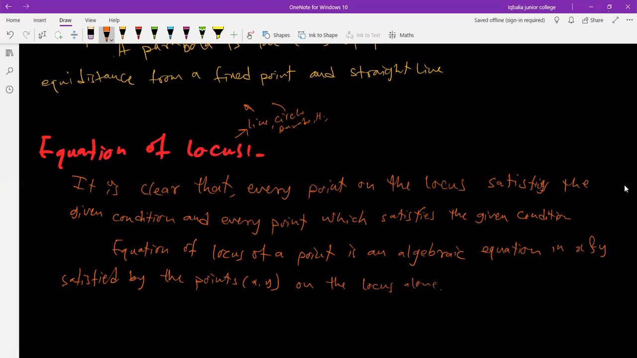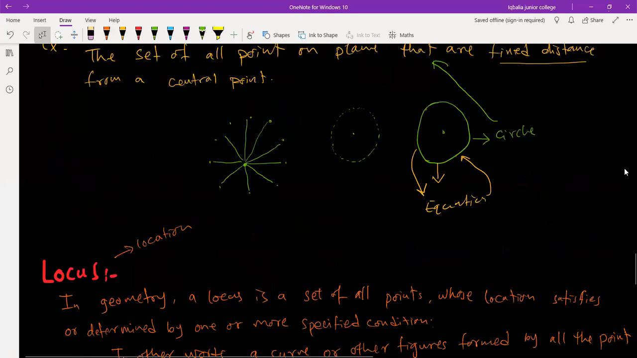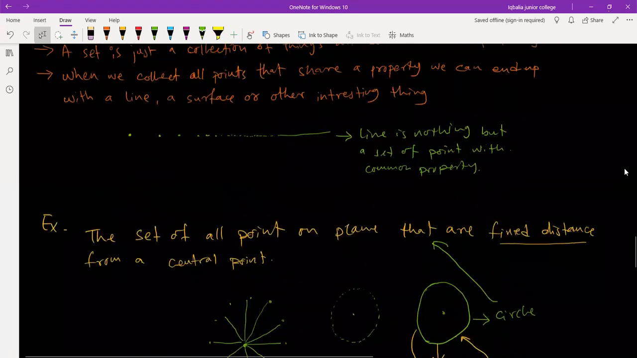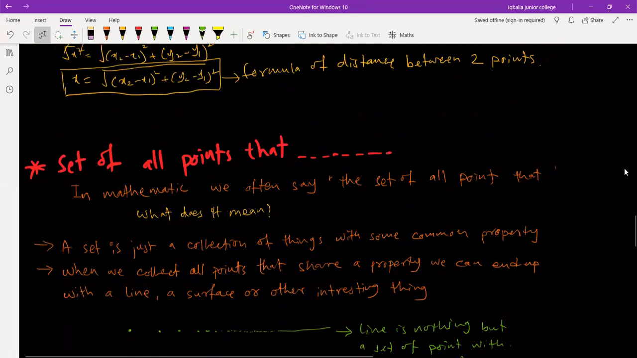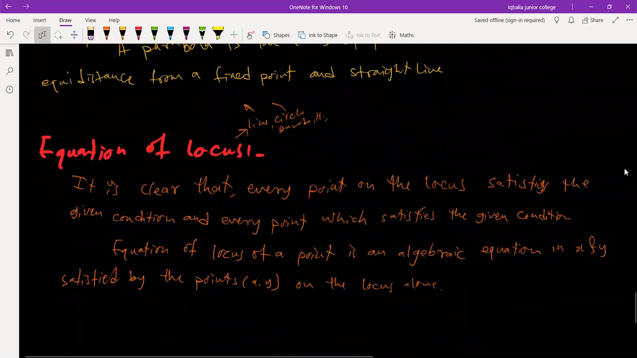Okay, boys, just see the statement. It is clear, from our previous topic, the set of all points locus, that every point on the locus satisfies the given condition, and every point which satisfies the given condition.